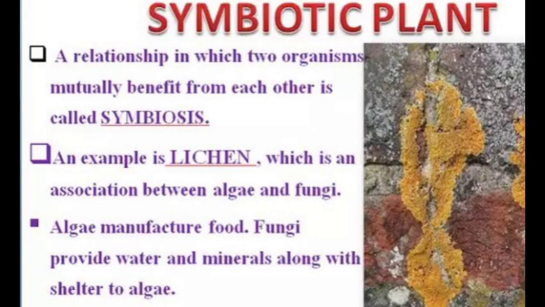The next is symbiotic relationship. A relationship in which two organisms mutually benefit from each other is called symbiosis. For example, lichen, which is the association between algae and fungi. Here, the algae provide food for the fungi. In return, the fungi provide water and minerals along with shelter to the algae.